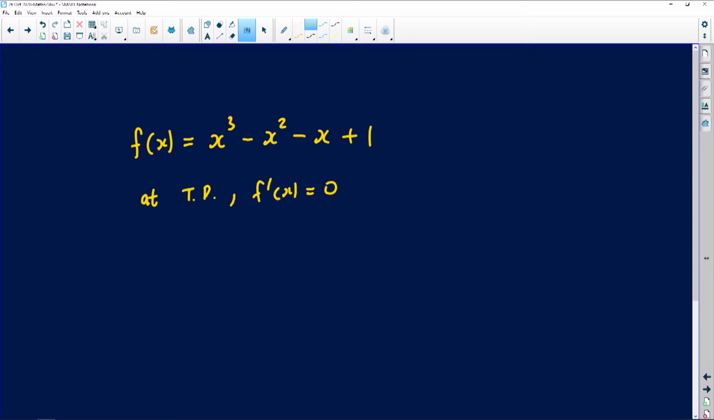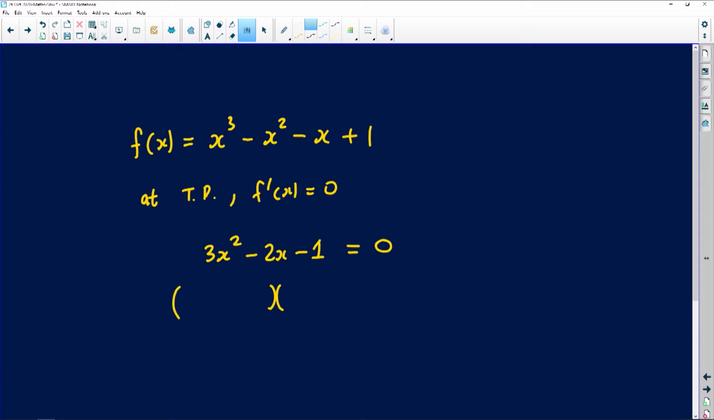Now, I need to find the derivative. I think you guys know how to find the derivative. You just multiply the exponent with the coefficient, which means the derivative of x cubed will simply be 3x squared. The derivative of negative x squared will be minus 2x. And the derivative of minus x is going to be negative 1. The derivative of a constant is always 0. So that's what the derivative looks like. That derivative must be equated to 0. From here, we just need to solve for x.